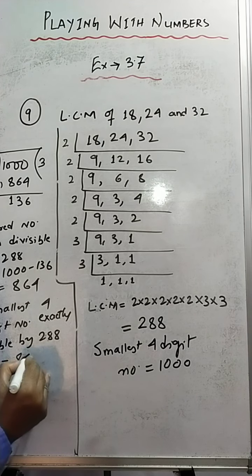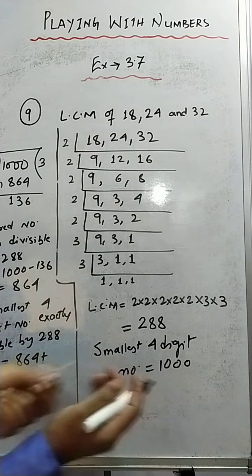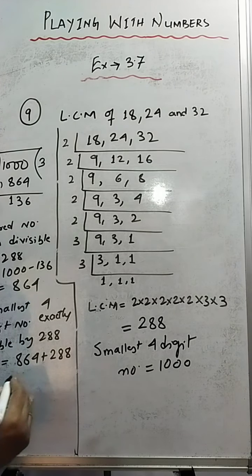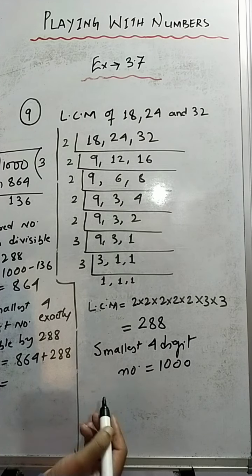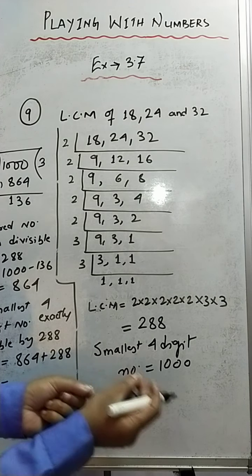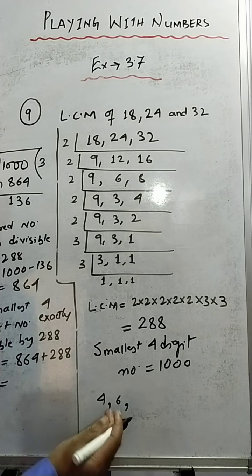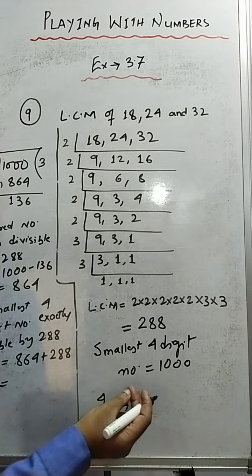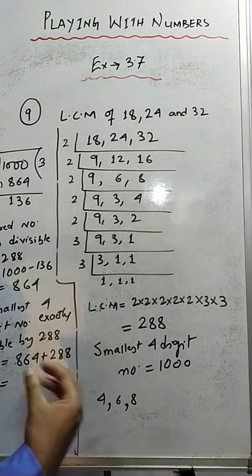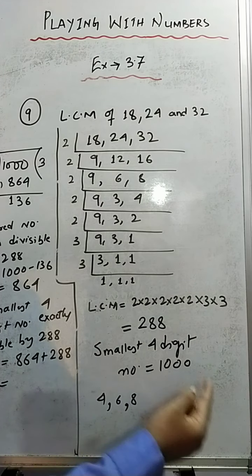The next number would be what? If this number is exactly divisible by 288, then for the next number exactly divisible by 288 we have to add 288, isn't it? Just take an example of 2. Suppose 4 is divisible by 2. What is the next number divisible by 2? That is 4 plus 2, which is 6. After 6, the next is 6 plus 2, 8. So when we are checking on 2, we are adding 2 plus 2 plus 2 plus 2.